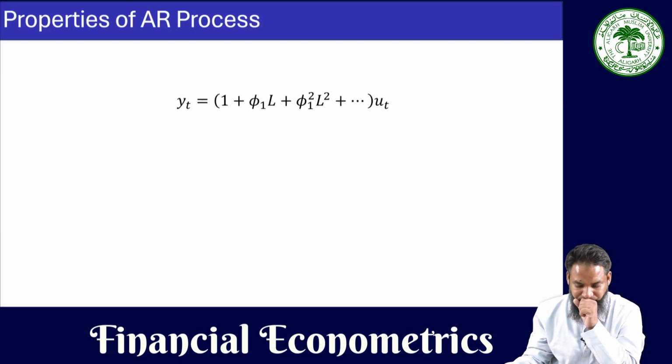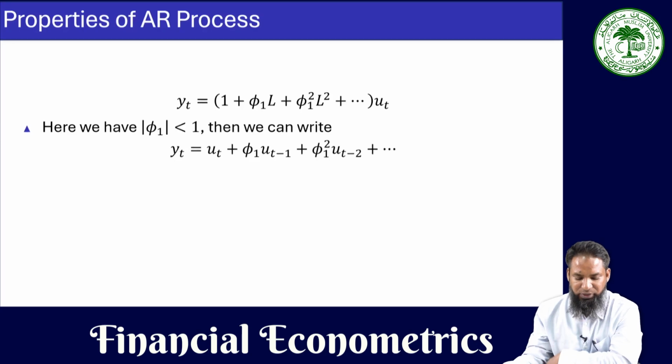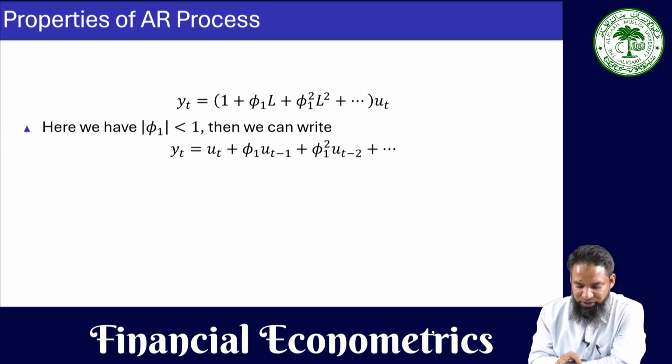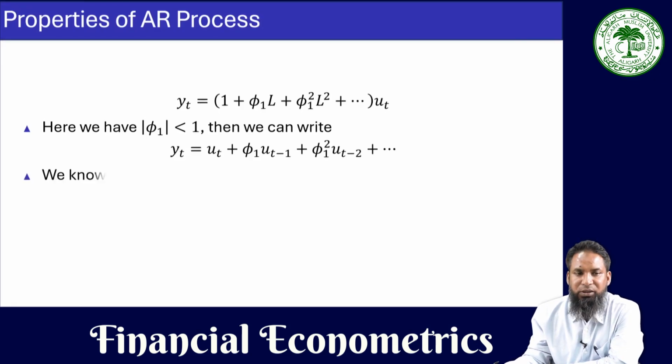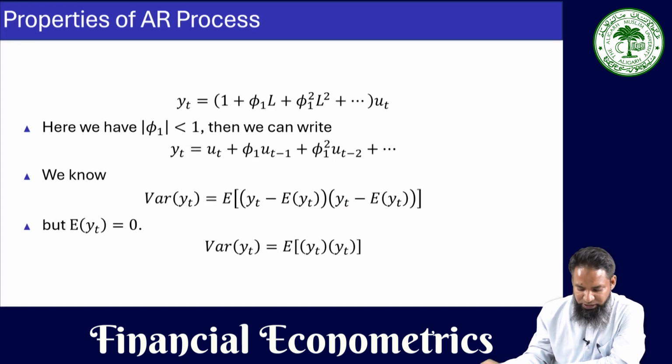Now let us say this: since the absolute value of phi 1 is less than 1, we can write this equation as yt is equal to ut plus phi 1 ut minus 1 plus phi 1 square ut minus 2 and so on. Now we know that the variance of any variable, here for yt, is nothing but the expectation of yt minus expectation of yt, multiplied by yt minus expectation of yt. Already we have seen that in this case expectation of yt is equal to 0. That means the variance of yt we can write as expectation of yt into yt.